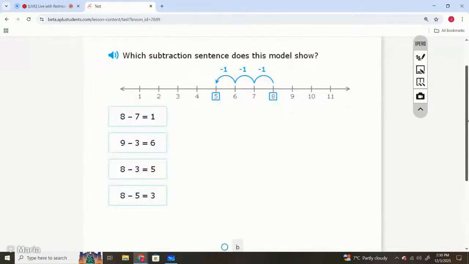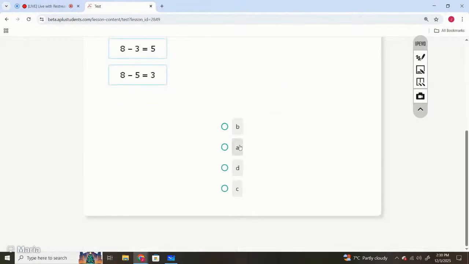So start with 8. How many times you go back? 3 times, right? So 8 take away 3 equals 5. That is 8 take away 3 equals 5. So option number C is the correct option.